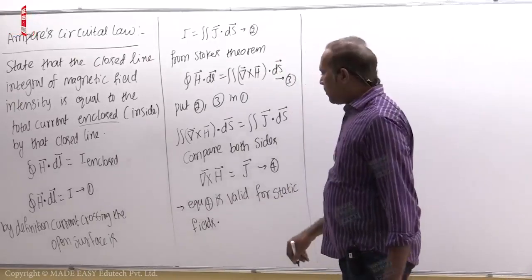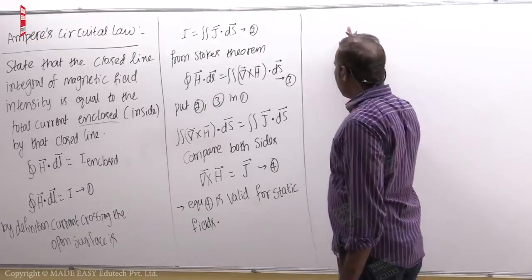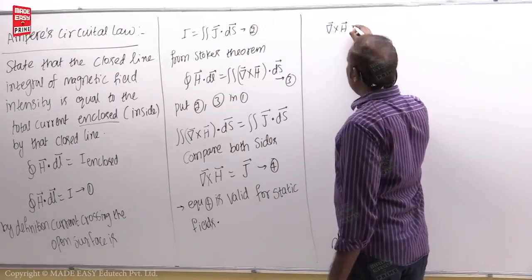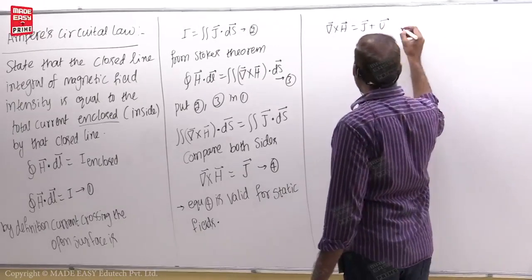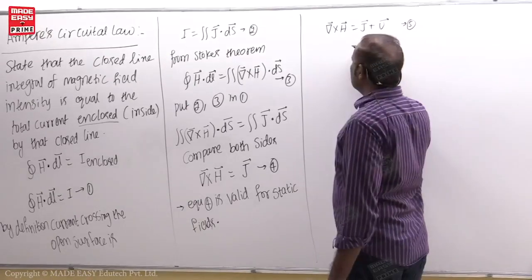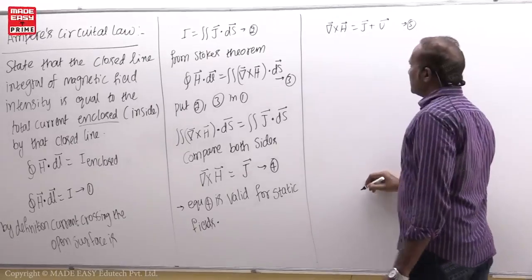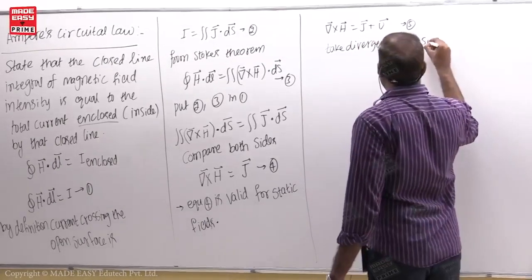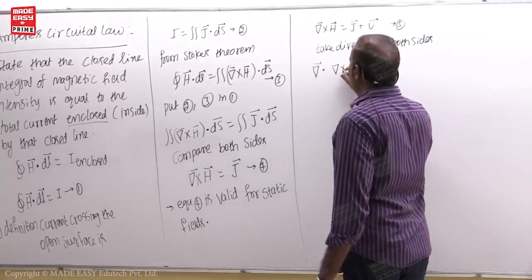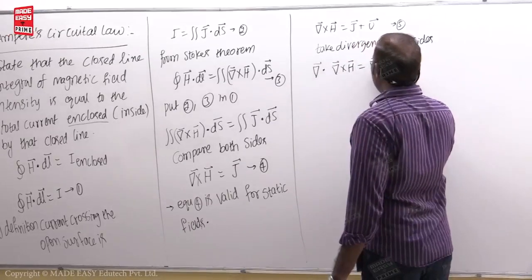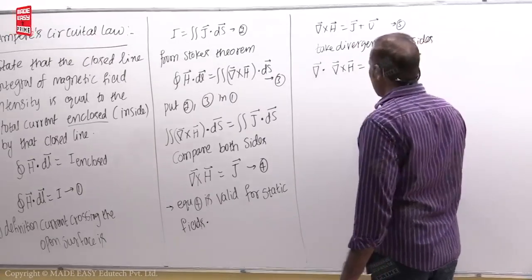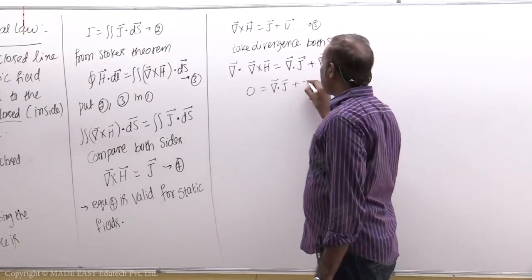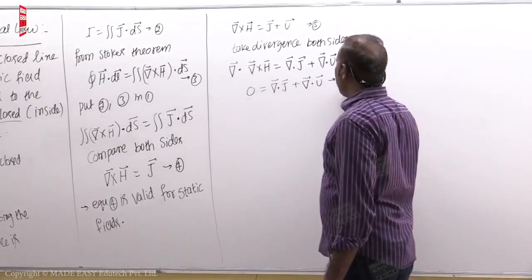Now for time varying fields, Maxwell modified this equation, and how he has modified, I will write in the box here. So here some term is missing, time varying term. Then he has taken del cross h is equal to j plus some unknown. Let us say this is equation number 5. Now he took divergence both sides. Now divergence of del cross h bar is equal to divergence of j bar plus divergence of this unknown vector. Now from mathematics, divergence of curl of any vector is always 0. That is equal to divergence of j bar plus divergence of some unknown. So let us say this is equation number 6.